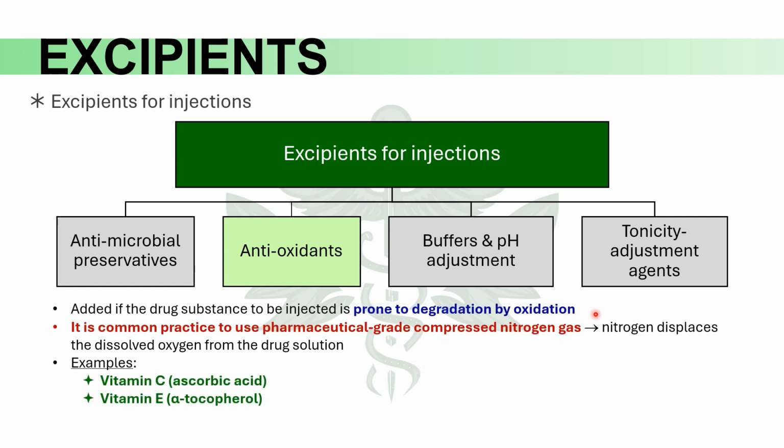If the drug substance is prone to degradation by oxidation, we can use antioxidants such as vitamin C and vitamin E. However, it is common practice to use pharmaceutical-grade compressed nitrogen gas to displace the oxygen dissolved in the drug solution. By displacing and removing the oxygen from the solution, we reduce the chances of the drug entering a chemical reaction with oxygen and being oxidized, and therefore, we can enhance both the stability and the shelf life of the drug.